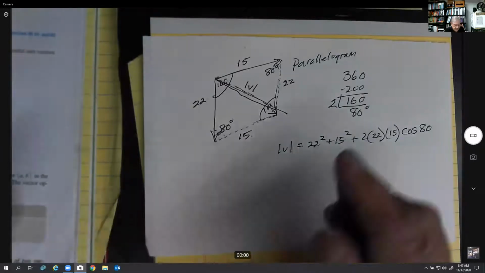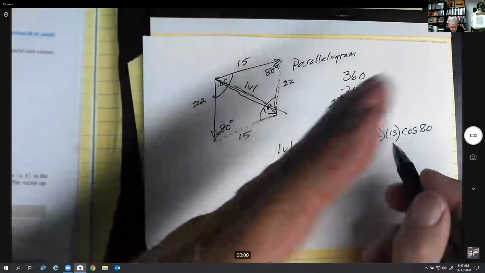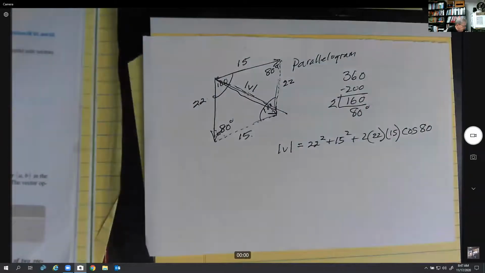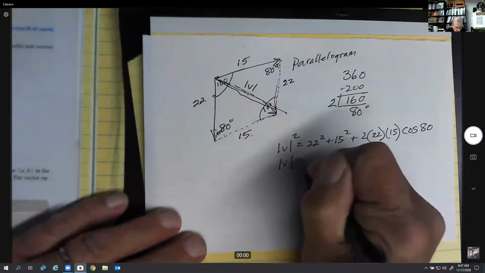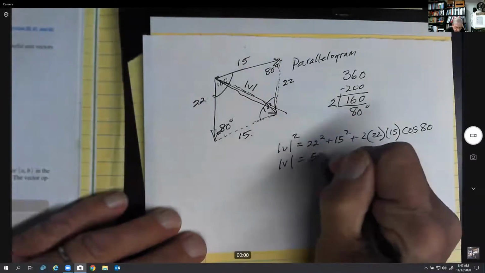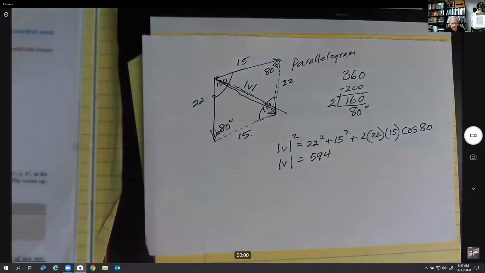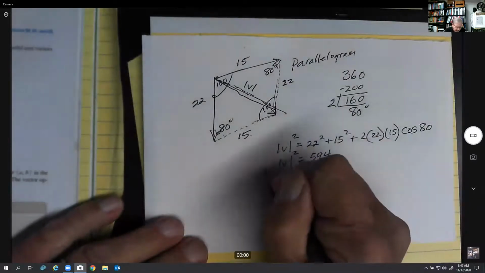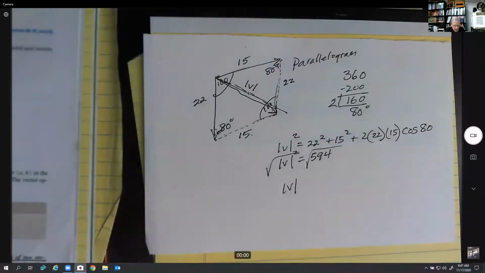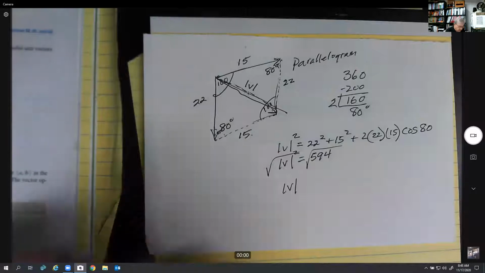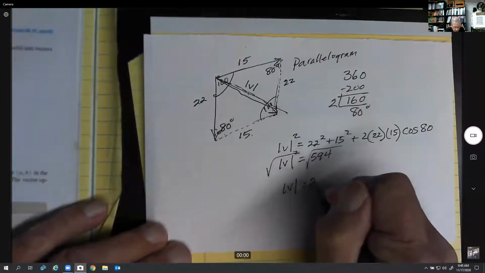If you stick this in your calculator, you square this, you multiply this, you multiply times the cosine of 80, but this was V squared. So you end up with an answer like this, 595. However, that's squared, so now we have to take the square root of both sides to find the magnitude. If you take the square root of that, you come up with 24.